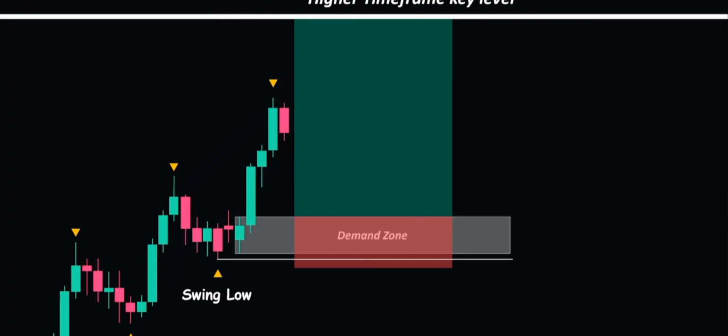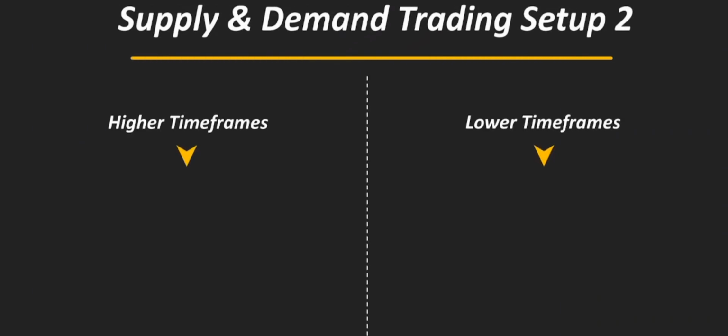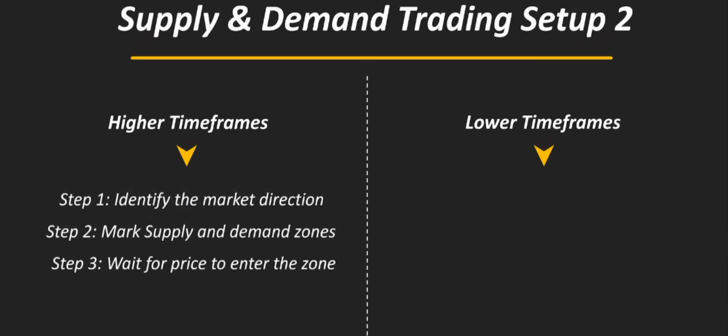Clean, simple, and effective using just one time frame. Now let's take things a step further and look at strategy number 2. We combine two time frames for even better trade precision. In the higher time frame, we apply the same concepts discussed previously, with only one difference. We zoom into a lower time frame to add confirmation and execute the trade.